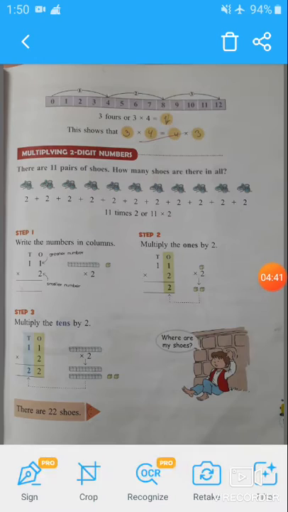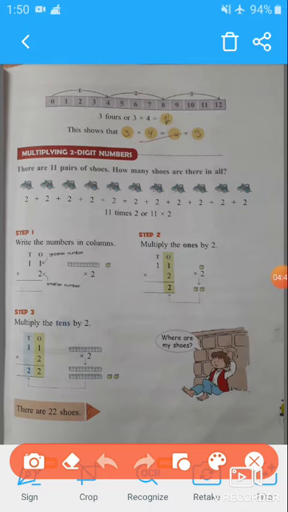Now students, multiplying 2-digit numbers. Now we are going to learn how to multiply 2-digit numbers. There are 11 pairs of shoes. How many shoes are there in all? You know very well that in one pair of shoes there are two shoes. So if there are 11 pairs of shoes, how can we find it? 11 times 2 or 11 multiplied by 2. Doing this multiplication, we can find the total number of shoes.